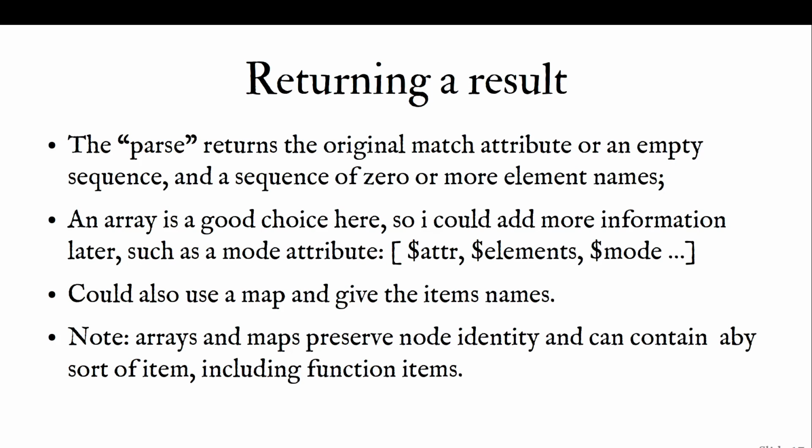I can use an array here. That's one of our new data structures, so that I can add more information later positionally, or I could use a map and give the items names. The important thing, though, I'll imagine we're using an array, is that if iterate is the empty sequence, the second bullet point in square brackets is an array constructor.